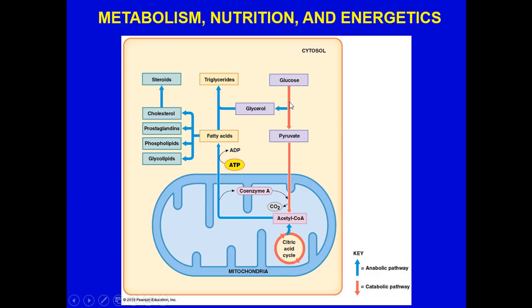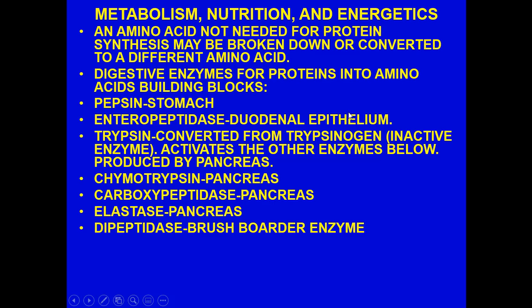On top of that, you can take glucose, and at a certain point of glycolysis, pull the 3 carbon molecule out and make it into glycerol, which with fatty acids makes triglycerides. The fatty acids can be used to synthesize cholesterol, prostaglandins, phospholipids, glycolipids. Now, there are a few prostaglandins that need that omega-6 or omega-3. Cholesterol is also the building block to make steroids, okay? Keep all of these things in mind.